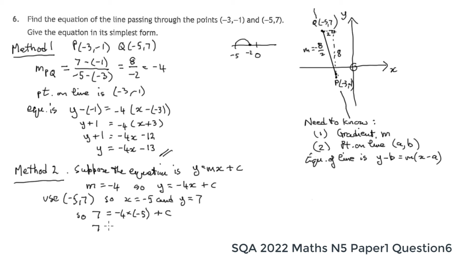So what have we got? We've got 7 equals, now negative 4 times negative 5 is positive 20. And if we take 20 from both sides, 7 minus 20 is equal to c. So c is negative 13. So finally the equation is y equals negative 4x, and we've just found out that this constant c is negative 13. So it's negative 4x minus 13 as before.